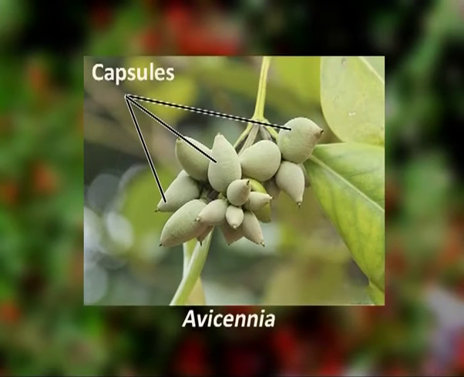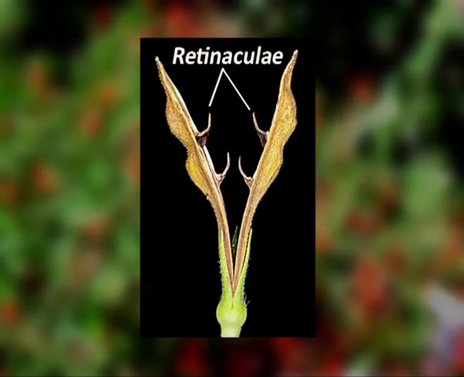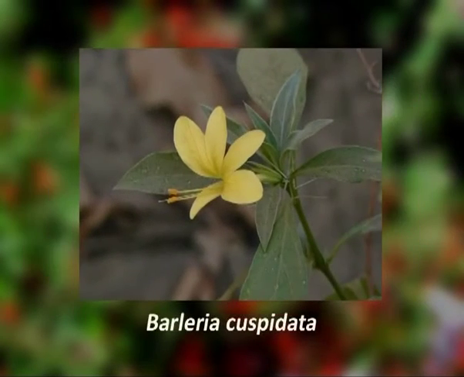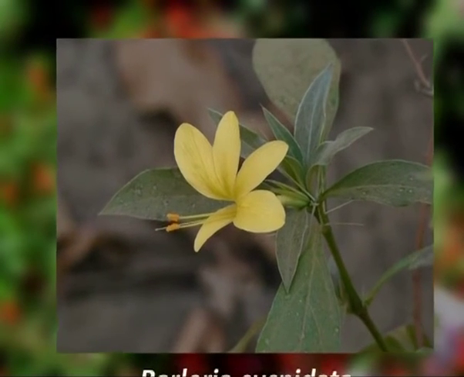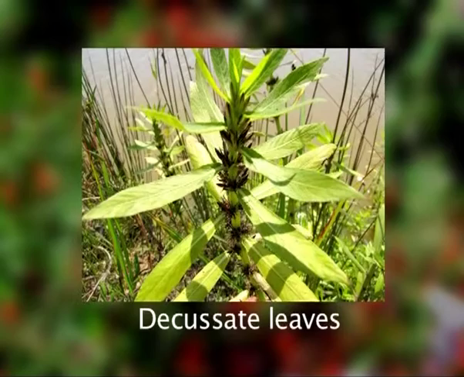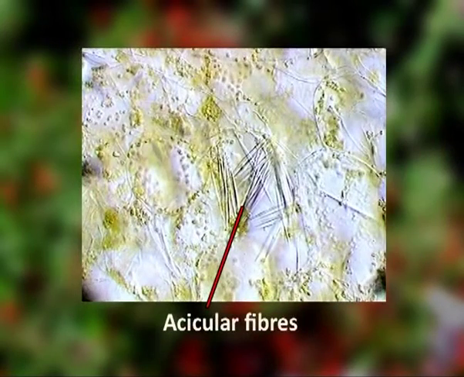Acanthaceae are characterized by explosively dehiscent capsules in which seeds are borne on special hook-like structures called retinacula. Flowers are usually zygomorphic with persistent 4 to 5 lobed calyx and gamopetalous corolla. Filament curtain, a special structure, divides corolla into 2 compartments. Leaves are decussate. Raphides or acicular fibers are present in the phloem. Occurrence of cystoliths in the vegetative parts is another important feature of this family, though there are a few exceptions.